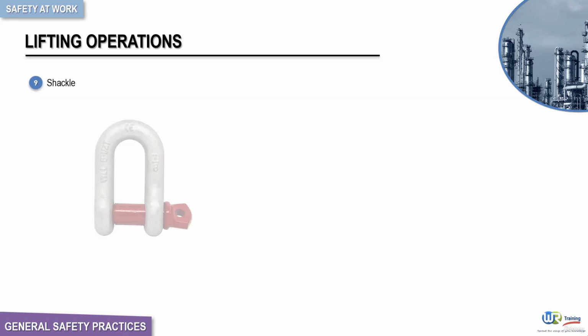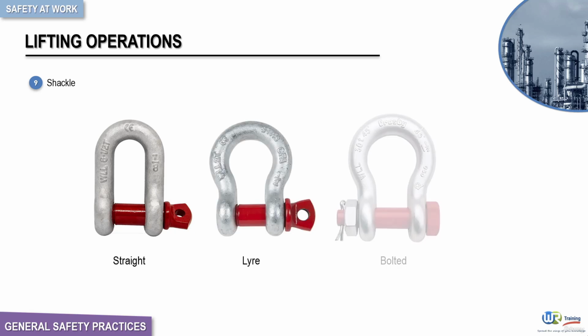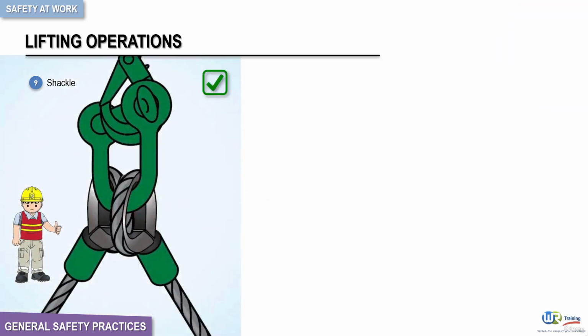Take a look at the following figure. It depicts a typical example of a lifting shackle. The lifting shackle is one of the steel lifting accessories. It can be straight, as in this example, lyre, screwed, or bolted, depending on the use. When a lifting shackle is used, it should be used as highlighted here.